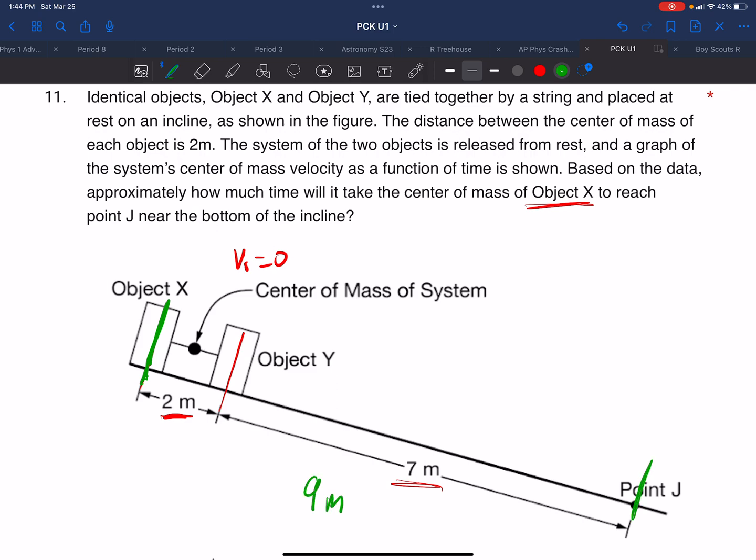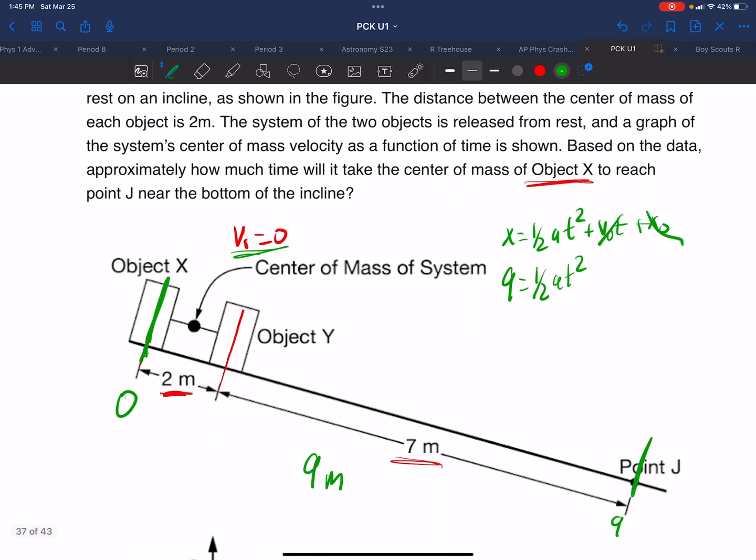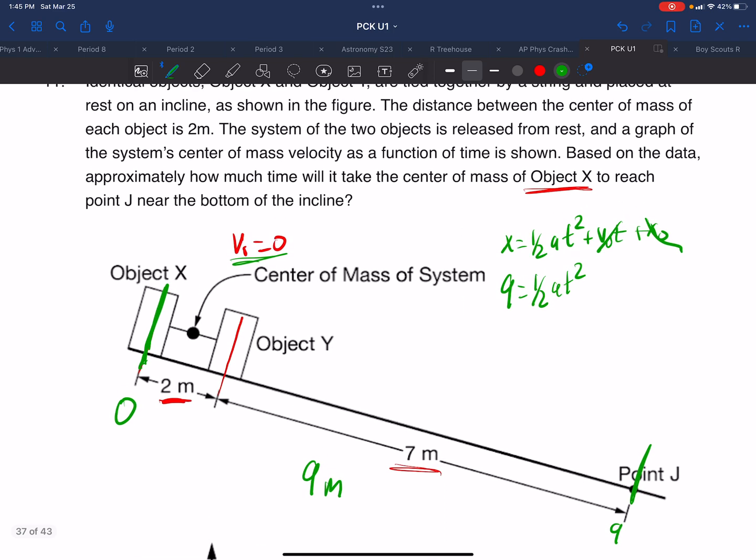Now we would normally expect this to behave according to this equation, x equals 1/2 at squared plus v0t plus x0. If we say the initial position is 0 and the final position is 9, that drops out. The initial velocity is 0, so that drops out. And we want to know how long it will take to get to 9 meters. So we have two unknowns, the acceleration and the time.